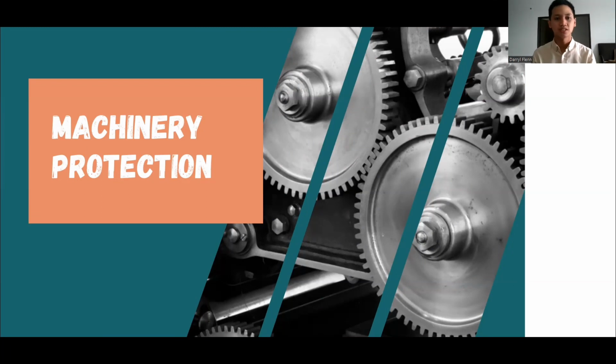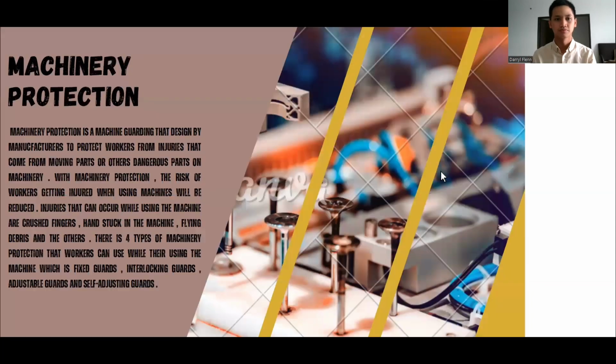Last but not least is machinery protection. Machinery protection is machine guarding that is designed by manufacturers to protect workers from injuries that come from moving parts or other dangerous parts on machinery. With machinery protection, the risk of workers getting injured when using machines will be reduced.